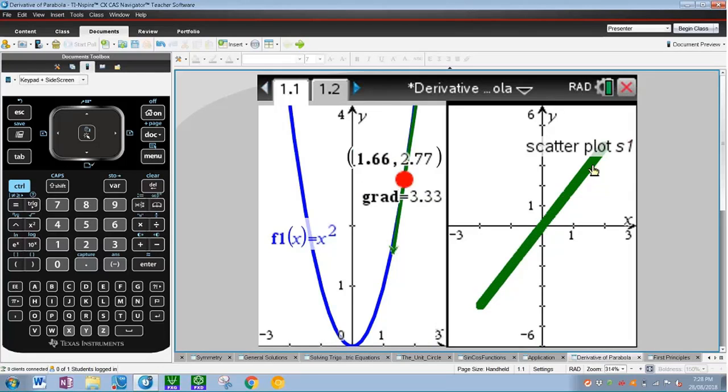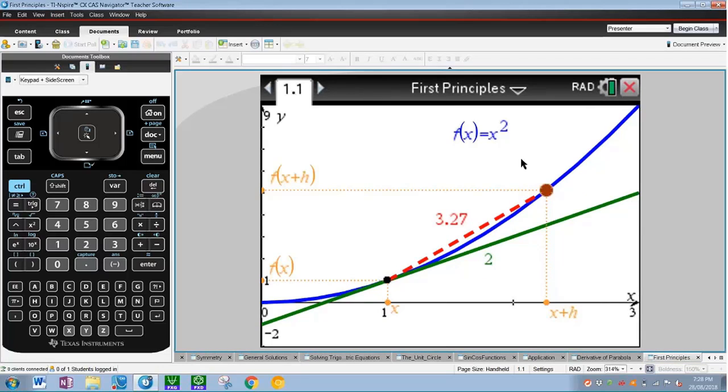So to finish off in the last 2 minutes, I'm going to look at first principles. So after we look at what the meaning of a derivative is, sometimes we like to show the first principles method, which is the limit as h approaches 0 of f of x plus h minus f of x, over x plus h minus x. Again, it's a pretty lifeless formula, but you can certainly bring that to life with an interactivity such as this.